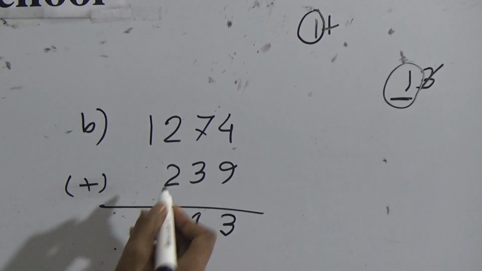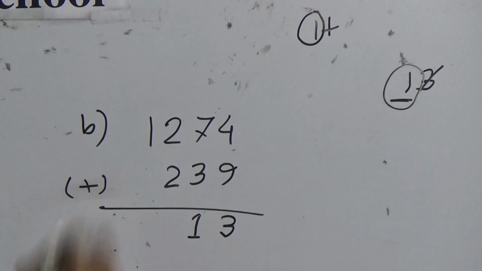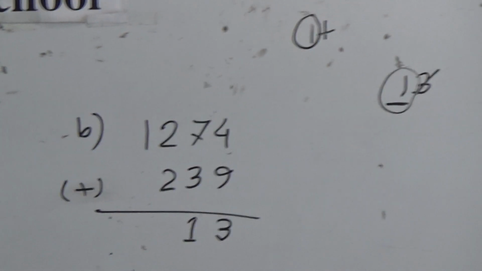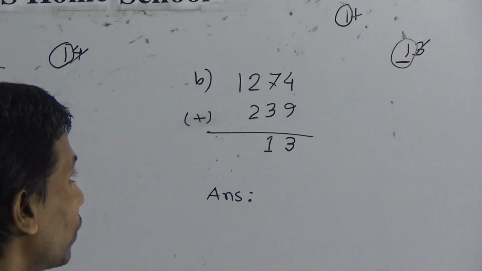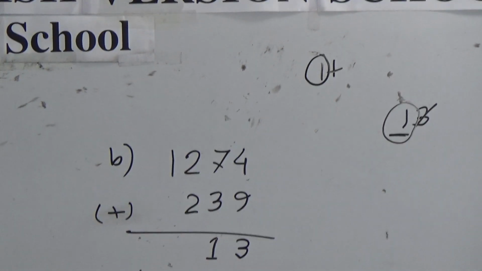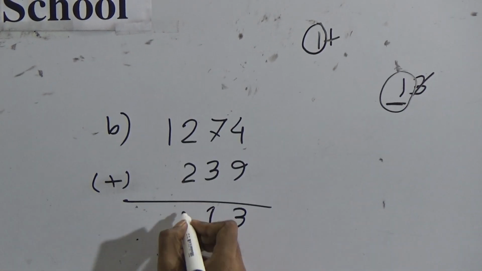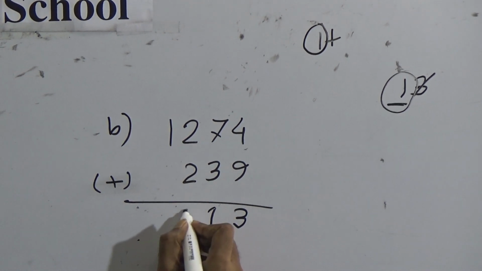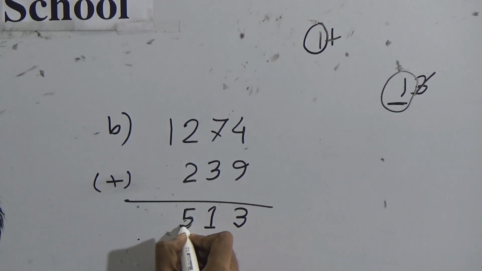Now count 2 plus 2. 2 plus 2 equals 4. But you have 1 in your hand. That means 4 plus 1 is equal to what? 5. Put here 5.